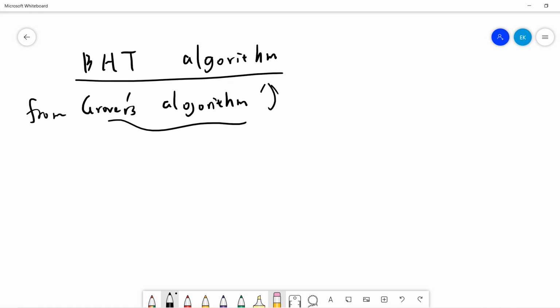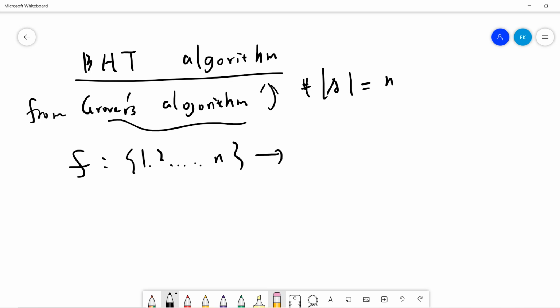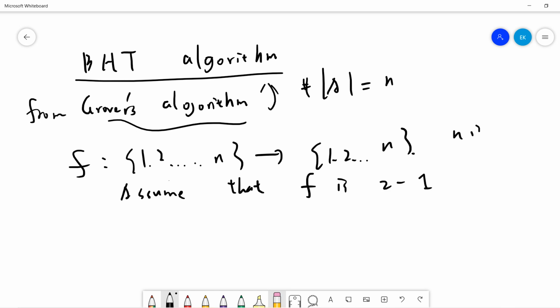Okay, so the setting that we have is f from 1 to n. We have a set A that has n elements, and f maps from 1 to n, and it needs to output something. We assume that f is 2-to-1, and n is even.